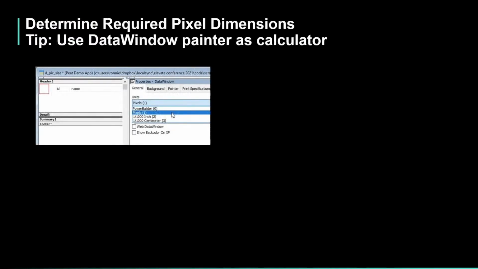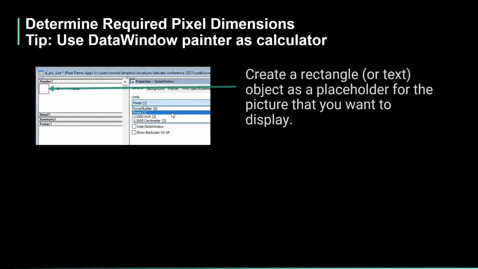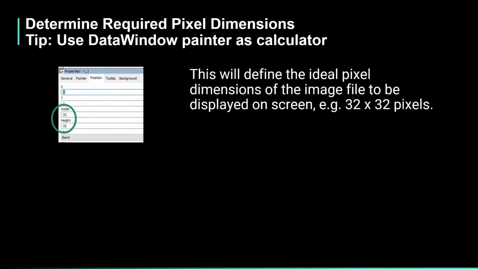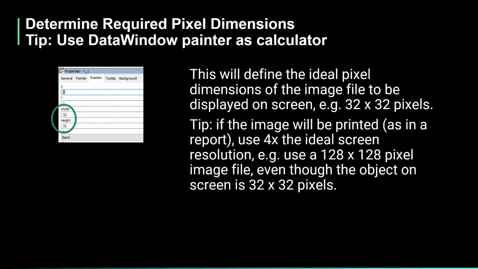Here's a tip for figuring out the proper image size for a picture object. Use the data window painter. First, create a rectangle or text object that's the same size as the picture that you want to display, and make sure that the data window unit is set to pixels. This will show you the ideal dimensions of the image file to use, in this case 32 by 32 pixels. Here's another tip. If you'll be printing the image, like in a report, use 4 times the ideal screen resolution. In this case, use a 128 by 128 pixel image, even though the object on screen is 32 by 32 pixels.